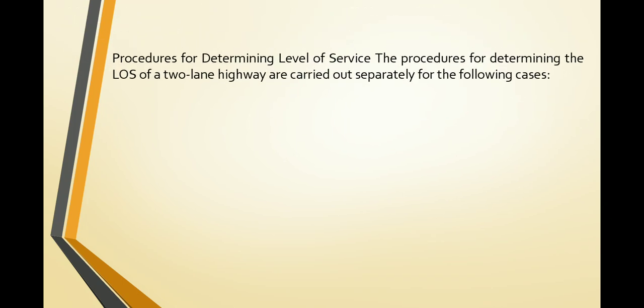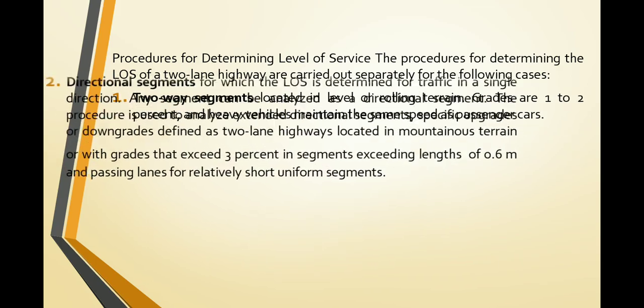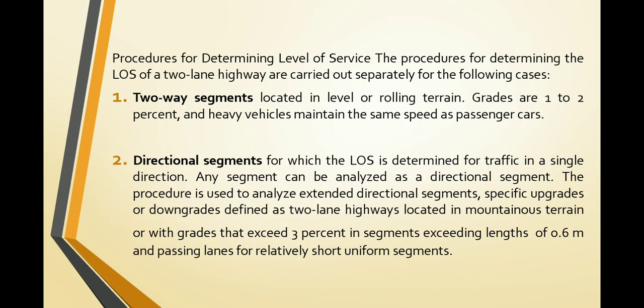Procedure for determining level of service. The procedure for determining the LOS of a two-lane highway is carried out separately for the following cases. Number 1 is two-way segments located in level or rolling terrain. Grades are 1 to 2%, and heavy vehicles maintain the same speed as passenger cars. Number 2 is directional segments, for which the LOS is determined for traffic in a single direction. Any segment can be analyzed as a directional segment. The procedure is used to analyze extended directional segments.